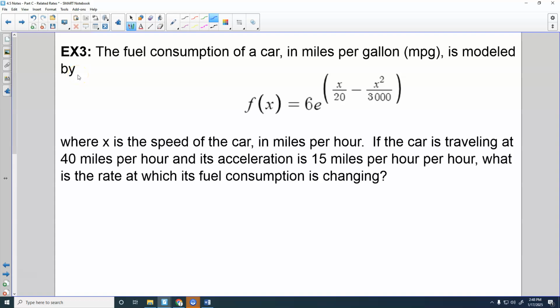The fuel consumption of a car in miles per gallon is modeled by, and it gives us this equation, where x is the speed of the car in miles per hour. If the car is traveling at 40 miles per hour and its acceleration is 15 miles per hour, what is the rate at which its fuel consumption is changing?